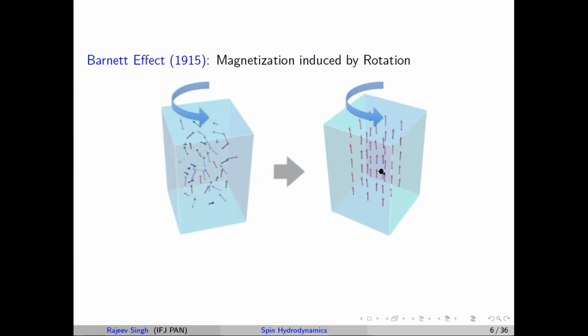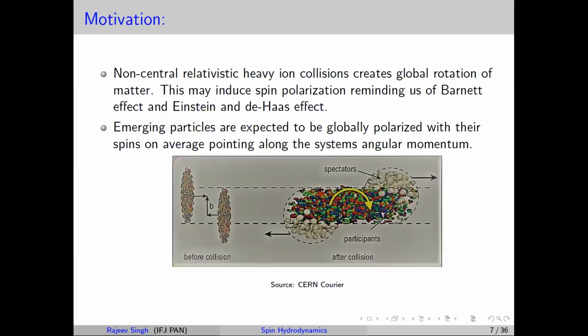So these two effects are analogies from non-relativistic quantum mechanics, which means that currently people try to find the relation between relativistic heavy ion collisions and non-relativistic quantum mechanics. So what I was saying is that in heavy ion collisions, all the emerging particles are expected to be globally polarized, with their spins on average pointing along the system's angular momentum.